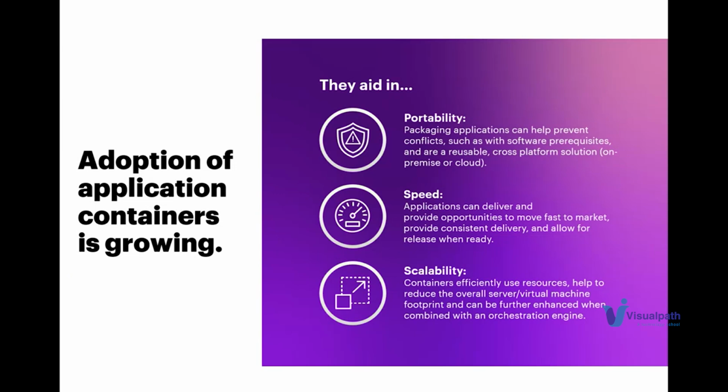For example, portability. Containers package everything the application needs, like code, libraries, and dependencies. So the application can run anywhere, whether on premises, as we understood earlier, in the cloud, or across different environments. This prevents conflicts that might occur due to variations in software prerequisites. When I say software prerequisites, it's the versioning, compatibility of versions, and dependencies. Essentially, the containerized application can be deployed consistently across any platform, making it reusable and cross-platform.